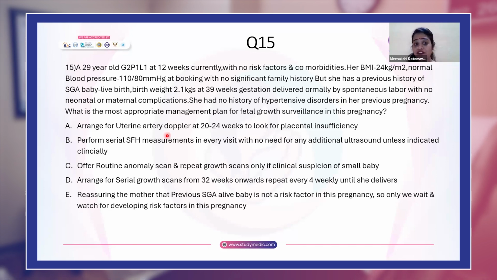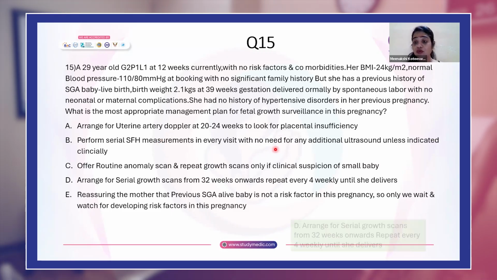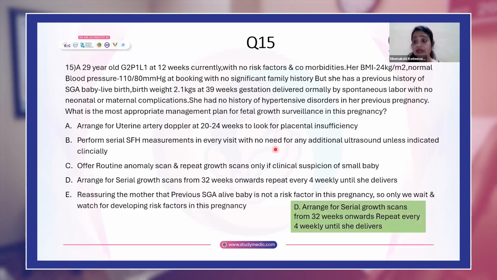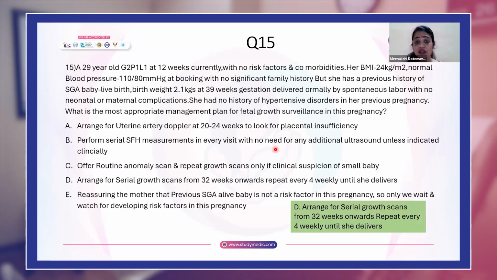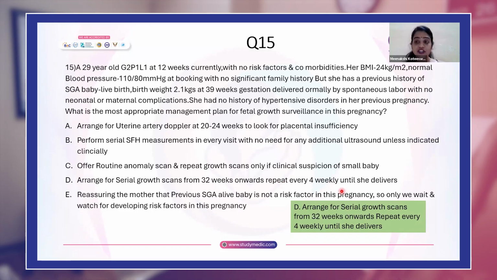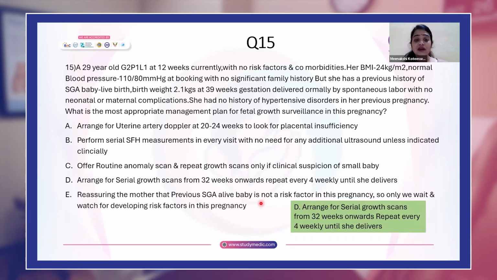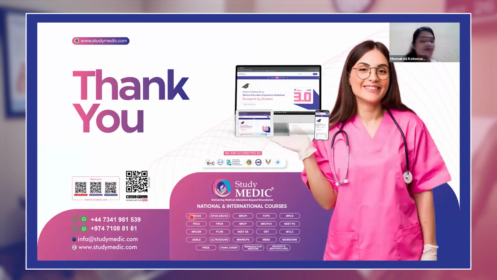So obviously, uterine artery Doppler you would remove, and performing serial SFH measurements with no additional ultrasound is not fair, because she already had a small baby, so you need to screen in this pregnancy. Routine anomaly scan and ultrasound only if there is clinical suspicion of a small baby? No. Arranging serial ultrasound scans from 32 weeks onwards, repeated every 4 weeks until she delivers, is the most appropriate answer. Reassuring the mother that a previous SGA live baby is not a risk factor in this pregnancy, and only waiting and watching for the development of risk factors, is definitely not valid.